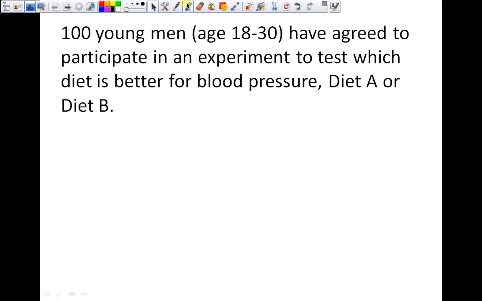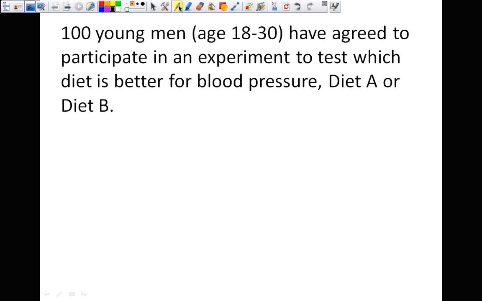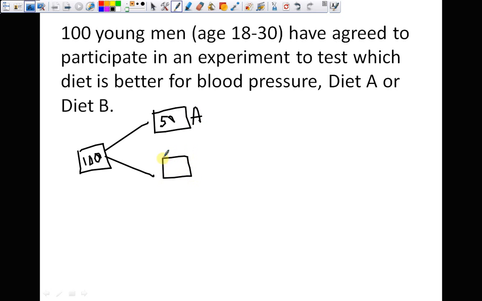So the first type of experiment we're going to talk about, and I'm just hitting the big ideas here, is a completely randomized experiment. We take our 100 men and we randomly allocate them into two groups, or randomly assign. We have 50 guys who will do diet A, and 50 guys who will do diet B.